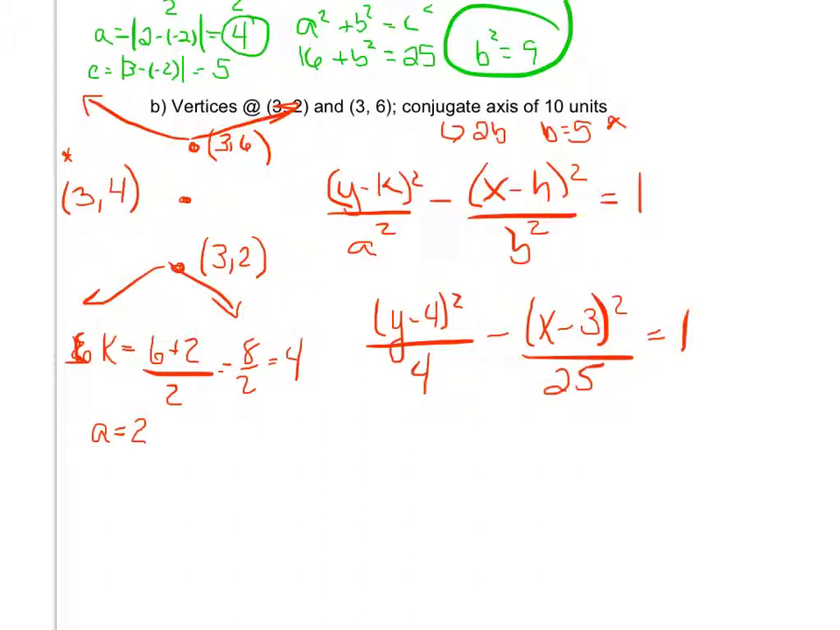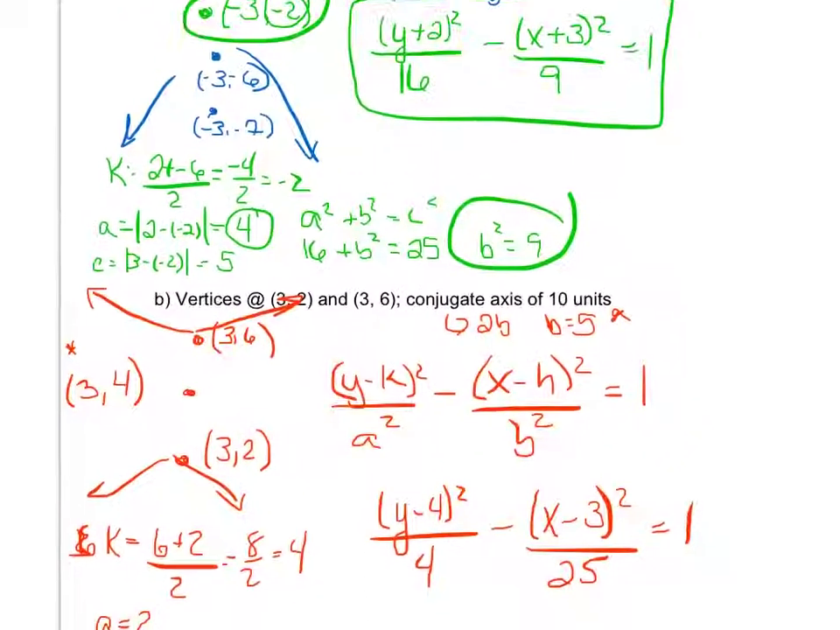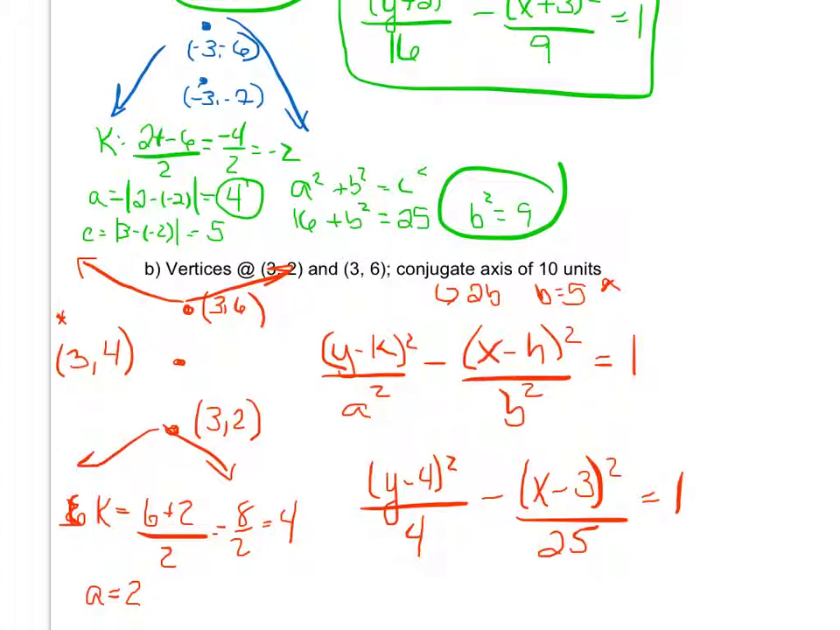And again, notice it's all about order with hyperbolas. It's not about which is bigger. So in the first example we looked at, notice that a was the bigger value, but in the second example, b was the bigger value. It's all about a coming first.